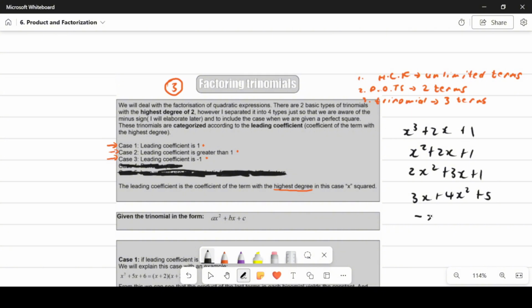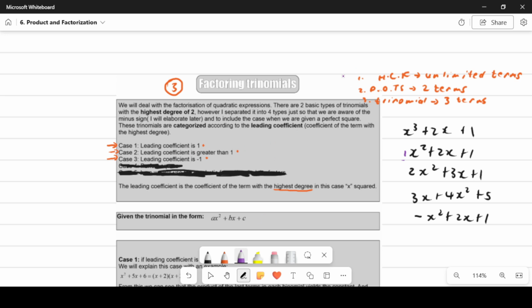Then we could have minus x squared plus 2x plus 1. The leading coefficient is minus 1, right? The way I discuss factorization of trinomials will be according to the leading coefficient. So when the leading coefficient is 1, when the leading coefficient is greater than 1, like these examples here, and when the leading coefficient is minus 1, right? So you apply yourself slightly differently. The techniques are slightly different. And I created this distinction because when we work with negatives, a lot of students make mistakes, right?